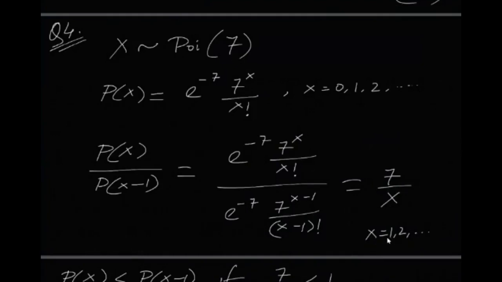Where x obviously cannot take 0, because I have already taken p of x minus 1. So if I take x equal to 0, that means p of minus 1, right? So that will be a problem. X has to start from 1, right? So p of x by p of x minus 1 is nothing but 7 by x, right?